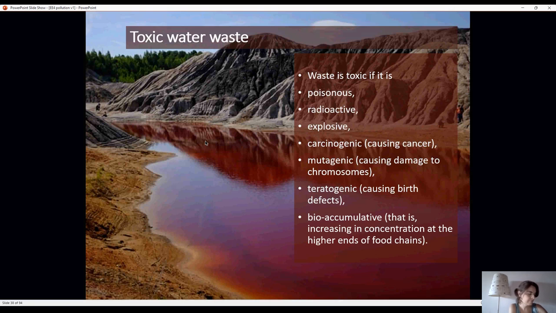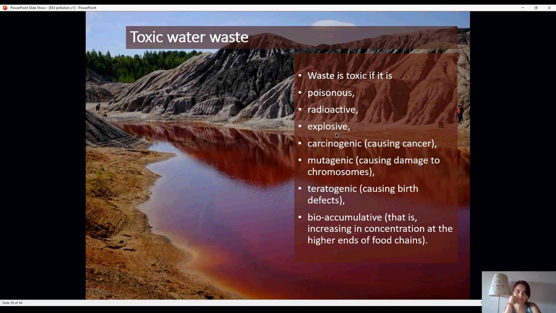copper mines, gold mines. These are extremely polluting activities because of the way the metals, which are economically valuable, are extracted from the rock or from the matrix. So this type of toxic water waste is typically poisonous. It could be radioactive because sometimes you have, for example, the settling ponds in nuclear reactors, where you have water which is radioactive or contains radioactive components, which is allowed to evaporate in order to solidify the components.